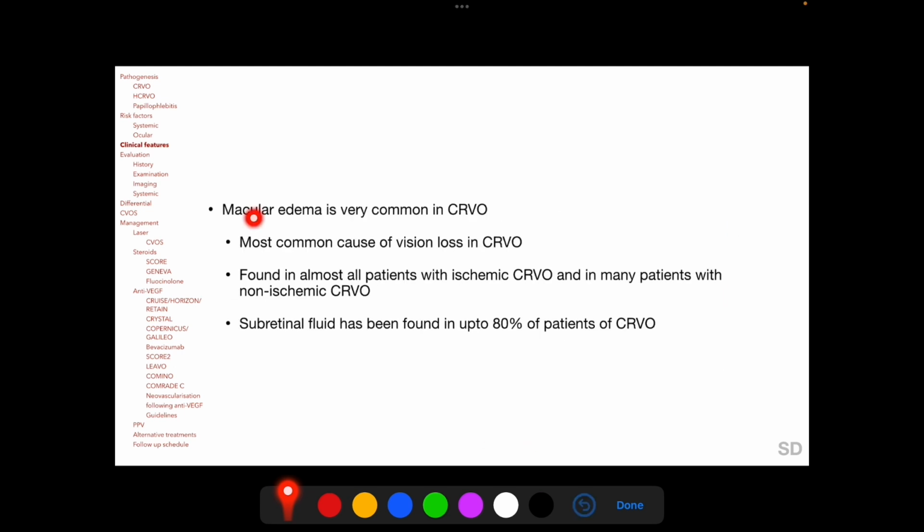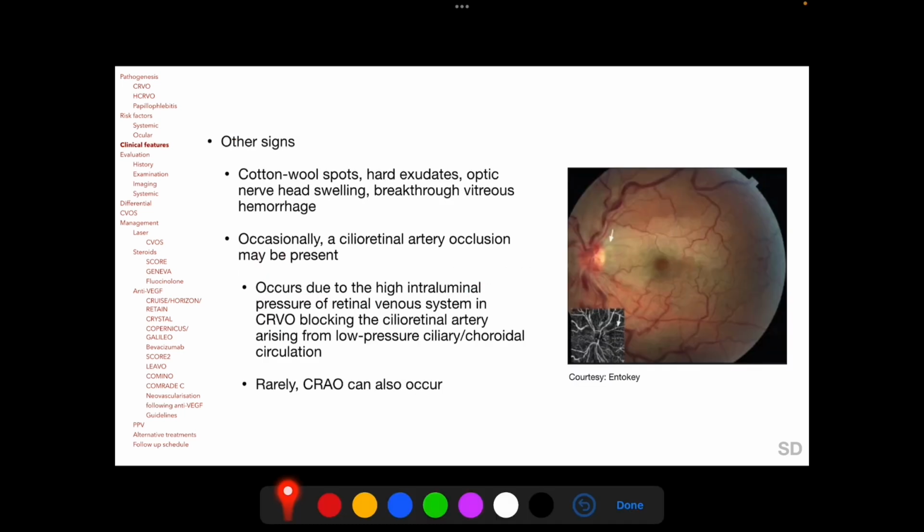Macular edema is very common in CRVO, and it is the most common cause of vision loss in CRVO. It is found in almost all patients with ischemic CRVO and in many patients with non-ischemic CRVO. Other signs of CRVO include cotton wool spots, hard exudates, optic nerve swelling, and breakthrough vitreous hemorrhage, and these signs are more severe and more extensive in eyes with ischemic CRVO.